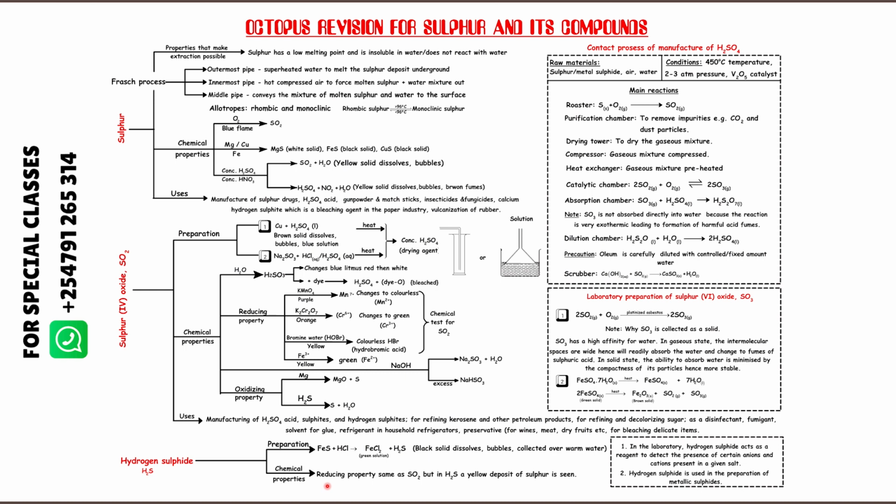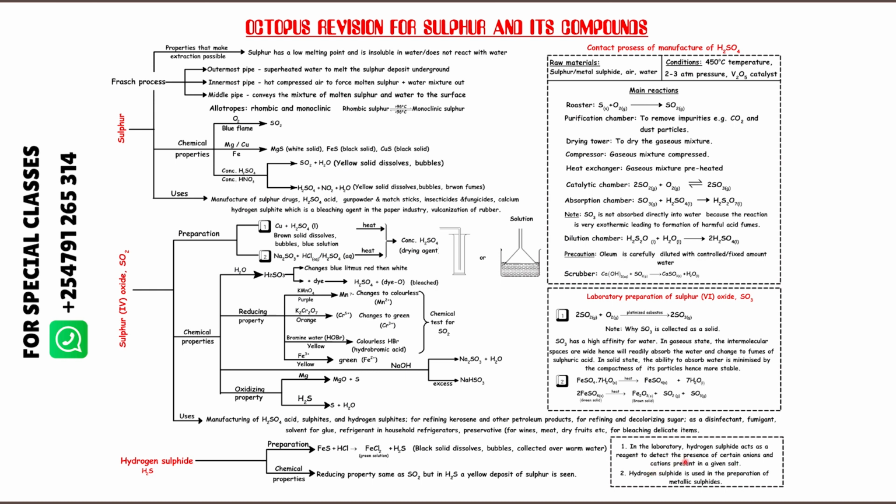But in addition to the observations made when using sulfur oxide, like the use of acidified potassium dichromate, again, it will change from orange to green, but also a yellow solid is deposited. When you pass it over bromine water, the yellow bromine water changes to colorless, but again, a yellow solid is deposited. Remember, in the laboratory, hydrogen sulfide acts as a reagent to detect the presence of certain metal cations.